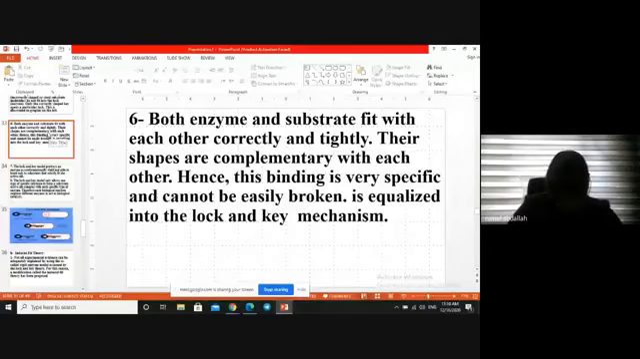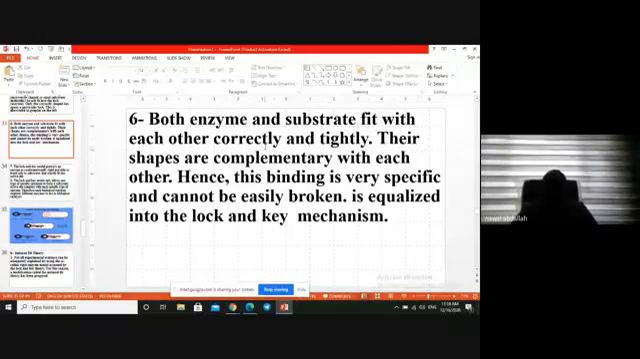Now the sixth point: both enzyme and substrate fit with each other correctly and tightly. Their shapes are complementary, meaning the key is complementary with the lock, one completes the other.